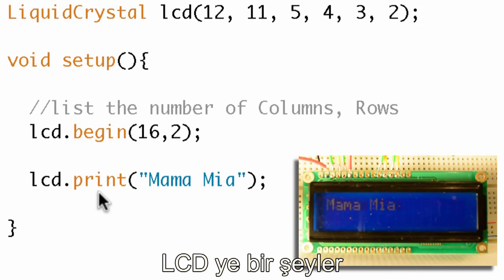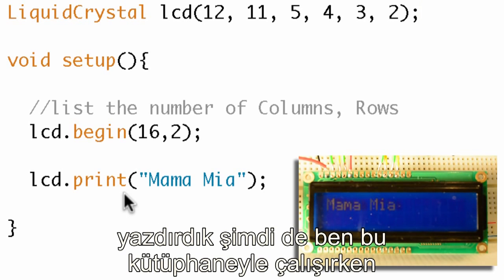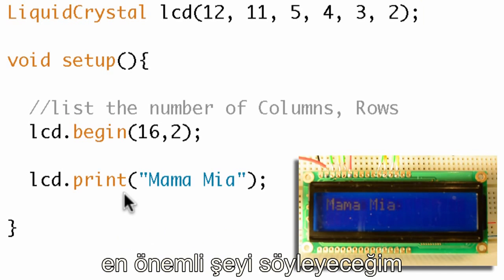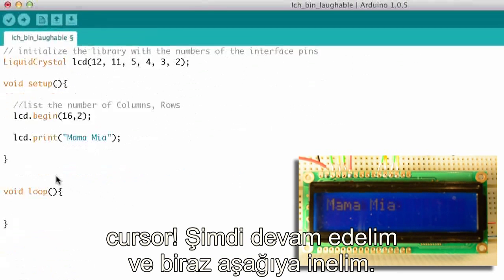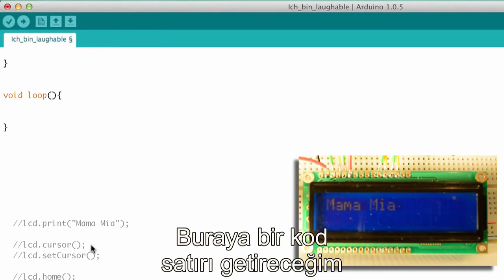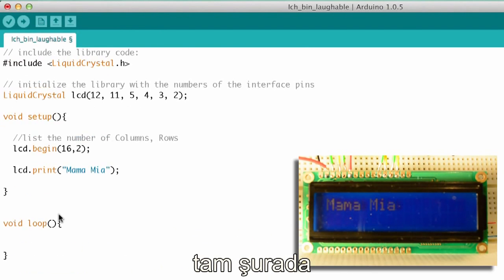Okay, so there's print. You get something out to the LCD. So now I want to talk about the first and most important concept when working with this library, and it is the cursor. So let's go ahead. I've got some code down here. I'm just going to go ahead and print. I'm going to bring up some code in here.